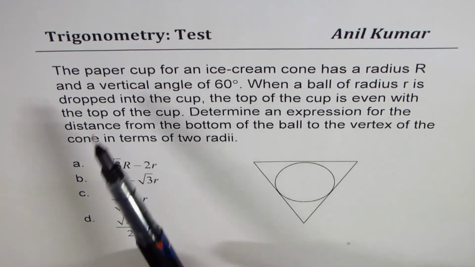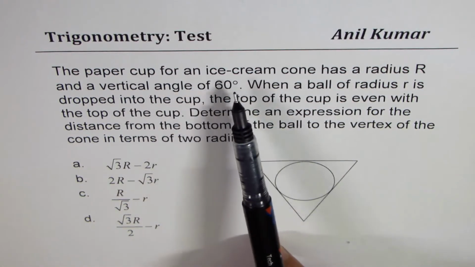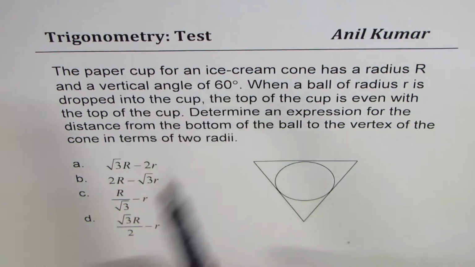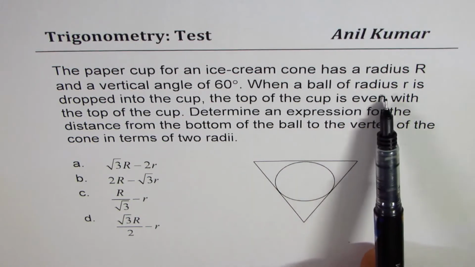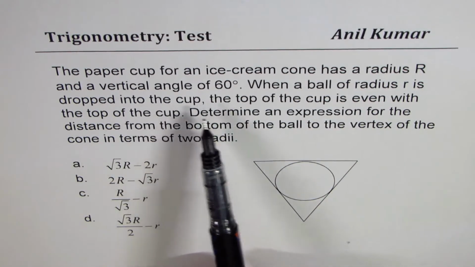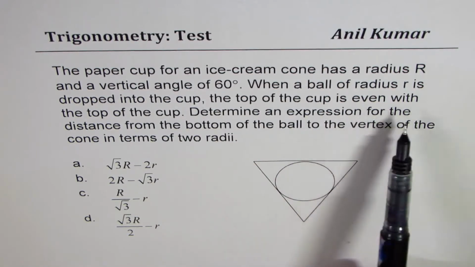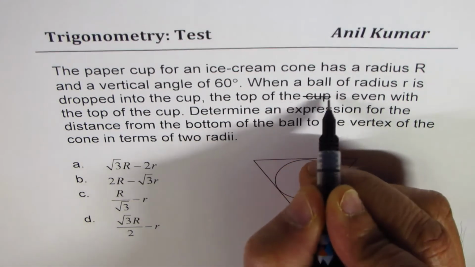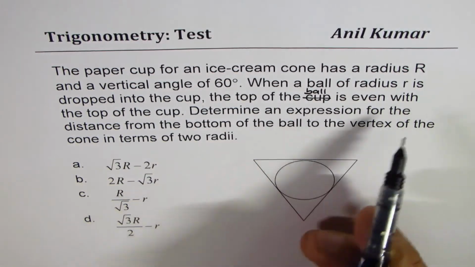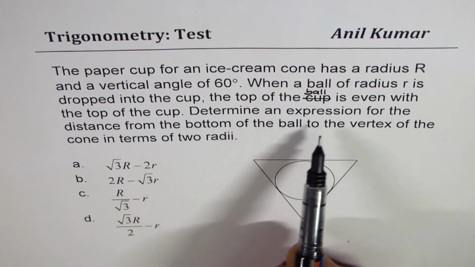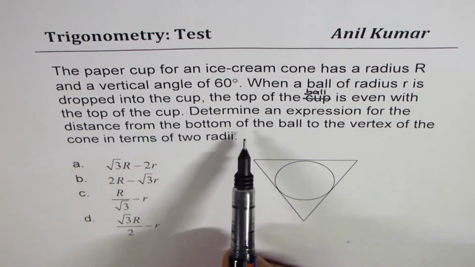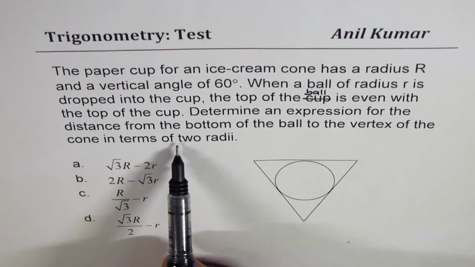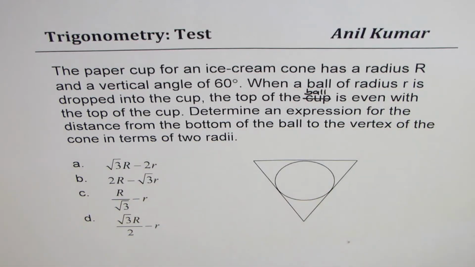The question here is: the paper cup for an ice cream cone has radius of R and a vertical angle of 60 degrees. When a ball of radius small r is dropped into the cup, the top of the ball is even with the top of the cup. Determine an expression for the distance from the bottom of the ball to the vertex of the cone in terms of two radii, that is capital R and small r.